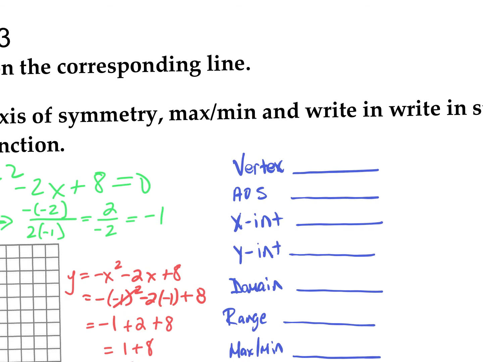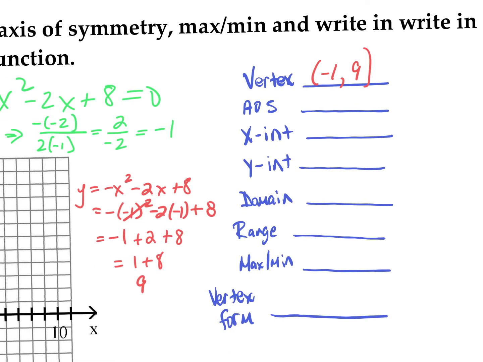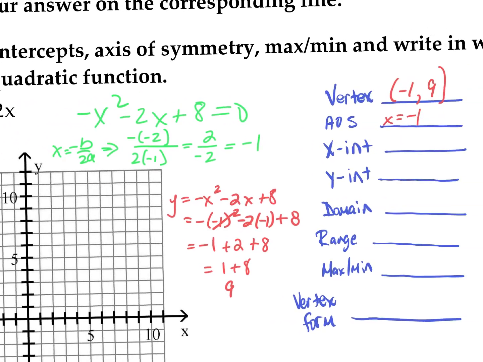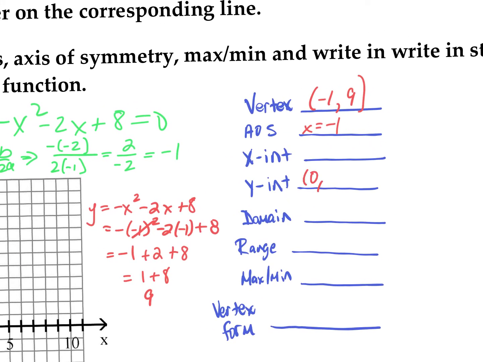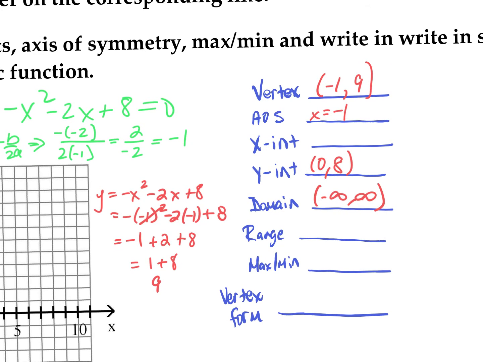Now, just by finding the vertex, ladies and gents, you can answer every single question on here except for the x-intercepts. What is your axis of symmetry? x equals negative 1. What is your y-intercept? (0, 8). Good. What is the domain? Negative infinity to positive infinity.